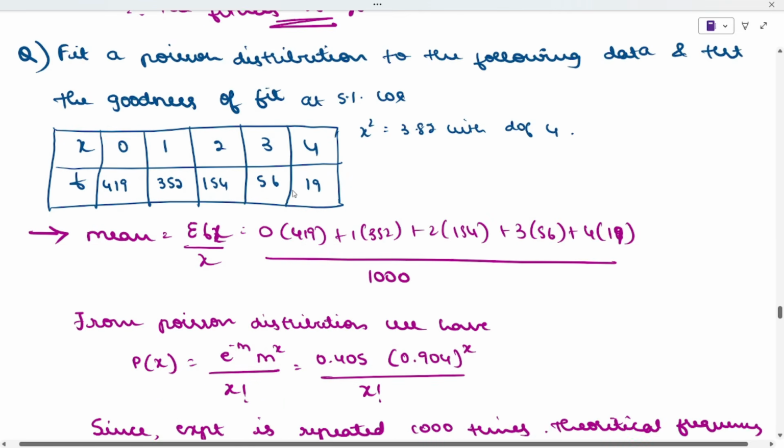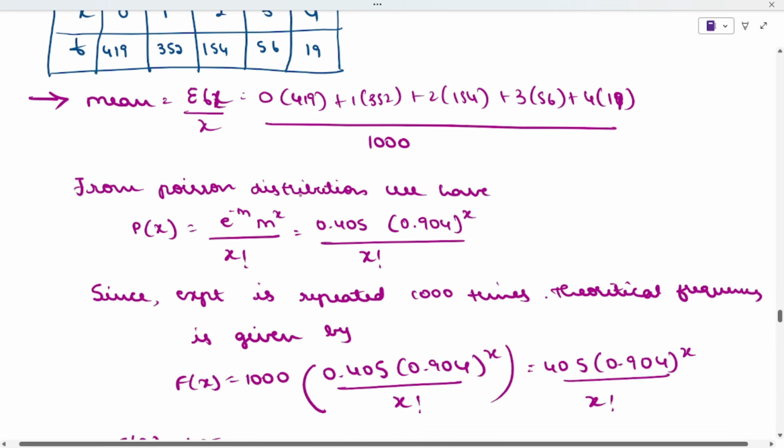In this chi-square only 3 types of problems will be coming. This is one type. Next will be Poisson and binomial type. Okay, Poisson: fit a Poisson distribution to the following data and test the goodness of fit at 5 level of significance. And I have given an x value, and for its frequency x square will be equal to 3.82 with degree of freedom 4. Now you just find out the mean, that is 0 into 1, 1 into 2, 2 into 3, 3 into 4, divided by 1000, that is total frequency.